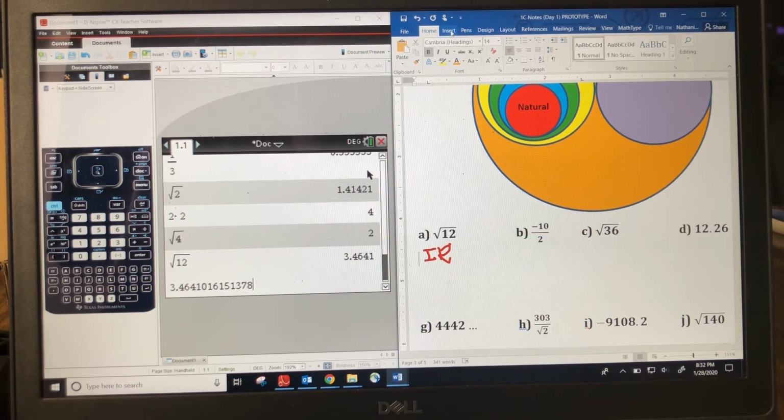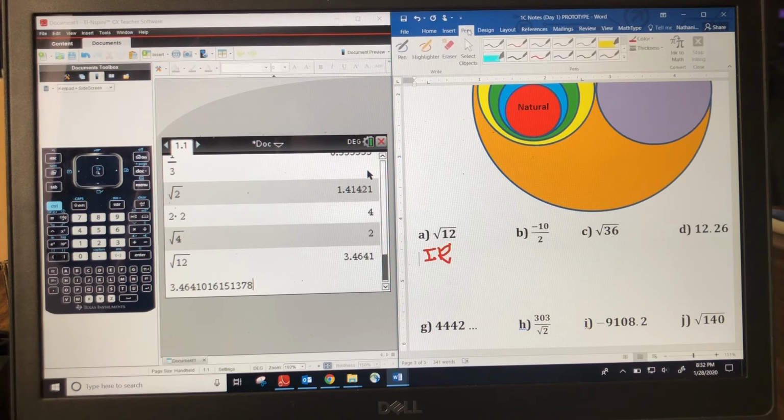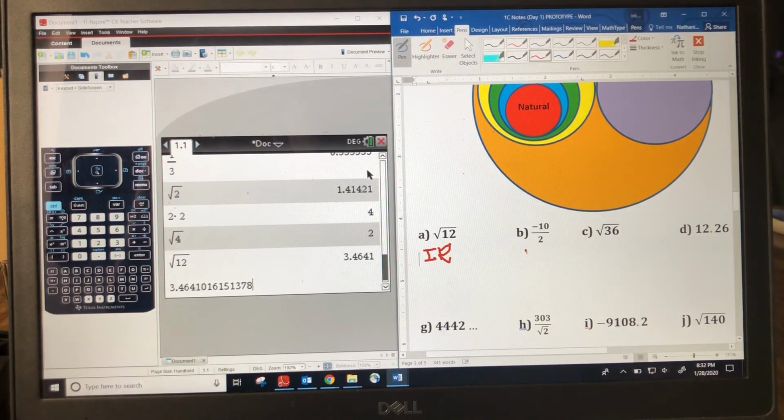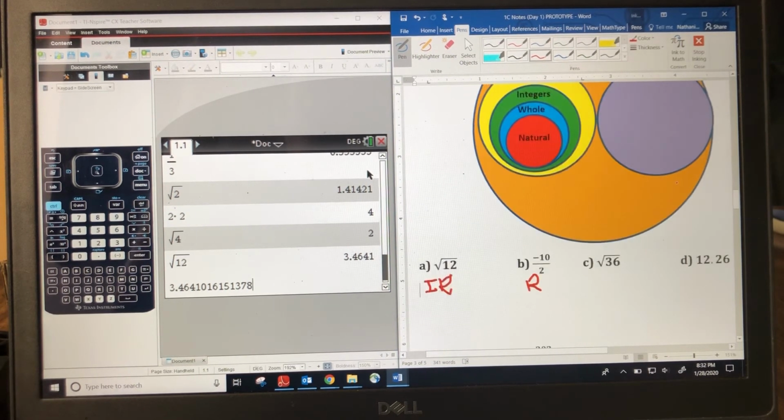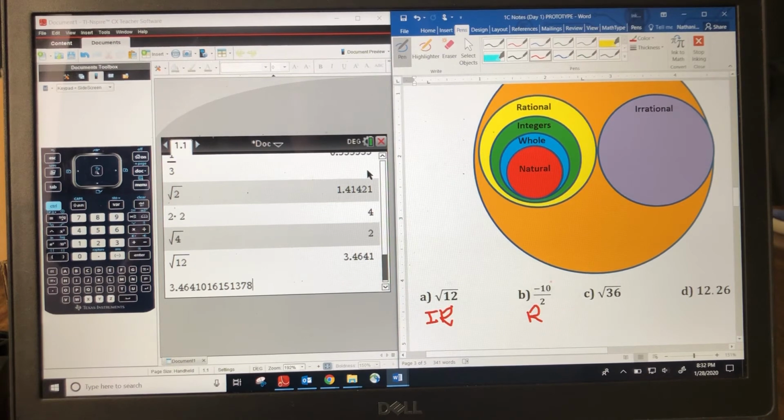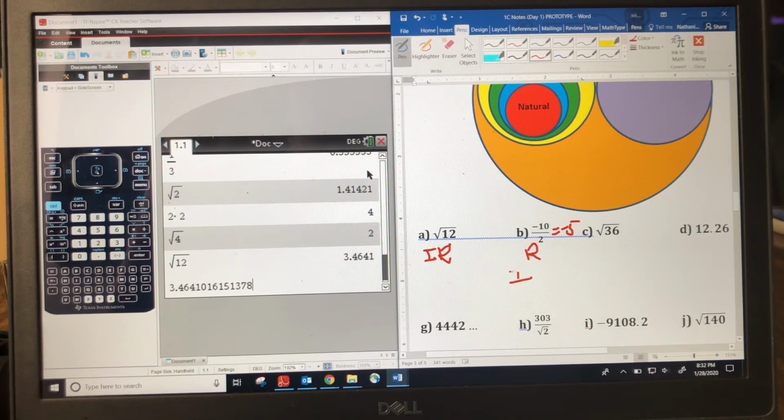All right. What about negative 10 over 2? Well, what group does that belong in? Well, isn't that a fraction? It's a whole number over a whole number. So negative 10 divided by 2 would equal negative 5. So that would actually be a rational number. So it's rational. More specifically, if it turns into negative 5, well, that would be an integer. INT. We'll say integer.